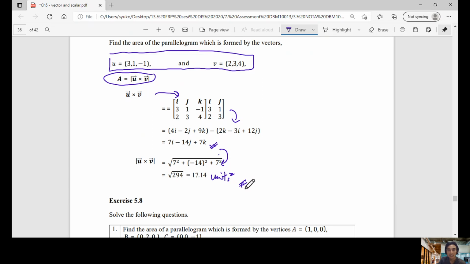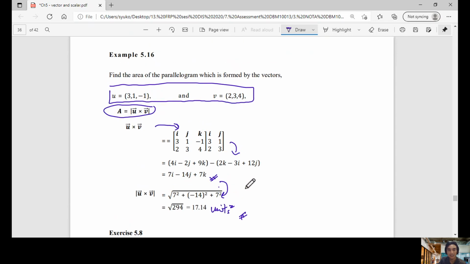Okay, so let's say the example mentions find the area of the parallelogram ABCD. So that means you should apply AB times CD. Okay, AB times CD, modulus.